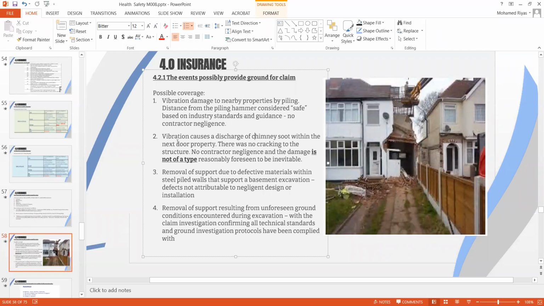And a similar one is vibration causing damage to a chimney. When you cause vibration on the building, on the next adjoining building, cracks appear and the chimney is damaged. This is covered because this cannot be foreseen, and you followed all the standards set out by national standards, so this needs to be covered under third-party liability. And removal of support due to defective material within the steel pile wall, that supports the excavation. If we are causing damage when you remove the support from the shoring, and it's proven that the shoring design is not negligent, there is no defect in the shoring design, again this is covered. When you remove the support, this causes damage to the adjoining property, and due to the reason of safety, this needs to be covered. You cannot foresee it, and the design is perfectly done, so this needs to be covered under the contractor risk policy.